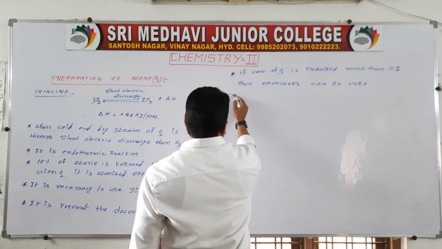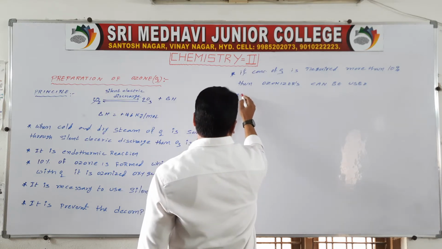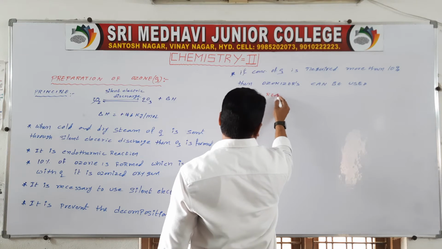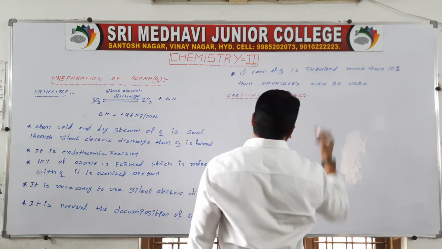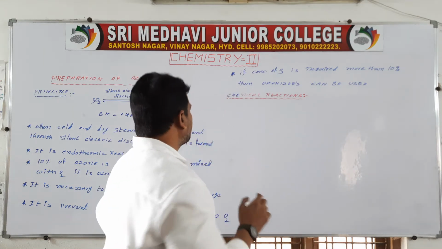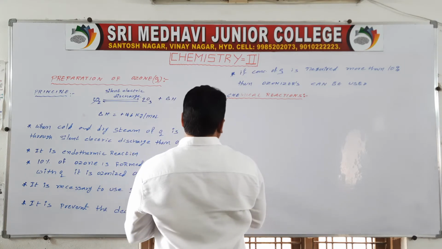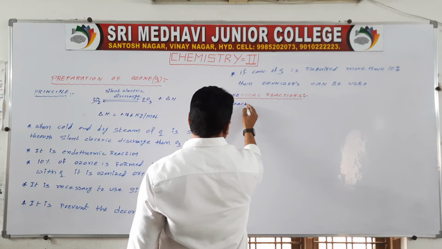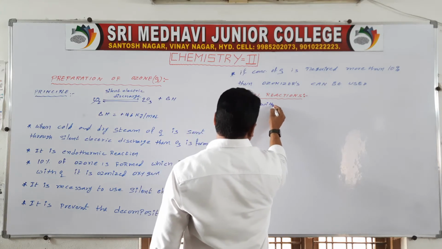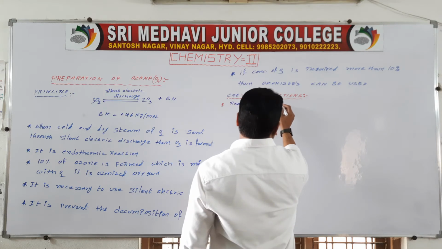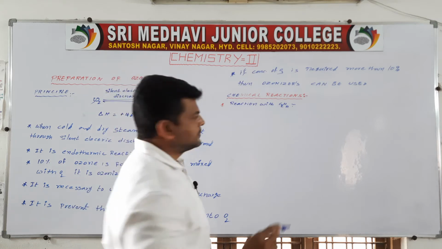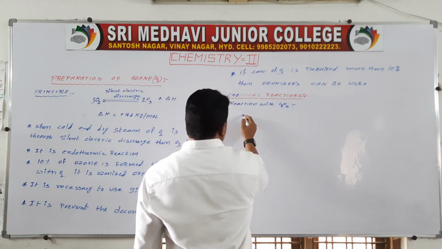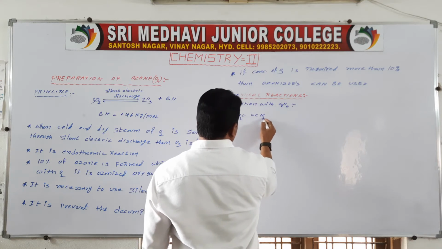Next, chemical reactions. First, the reaction with C2H4, which is ethene. See here, CH2 double bond CH2.